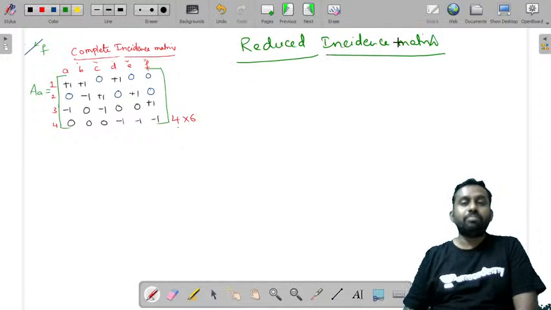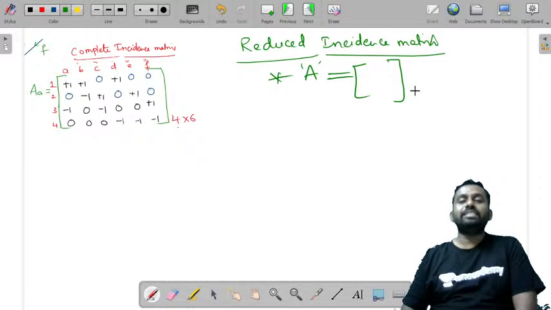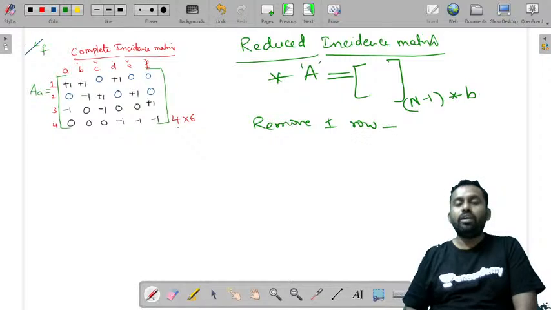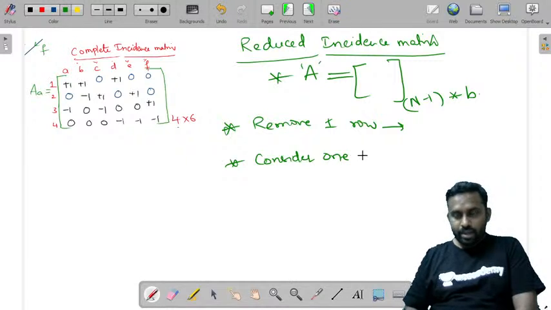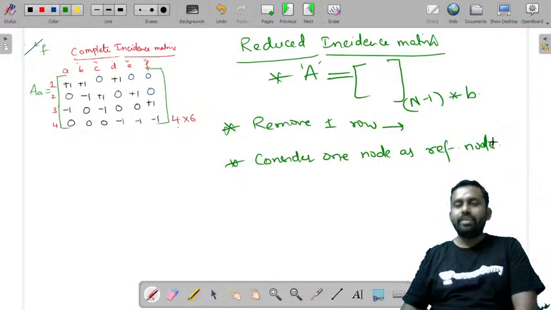So the reduced incidence matrix is denoted by A, and the matrix size is n minus 1 by b. That's it. That means you need to remove one row, or in other words, consider one node as the reference node.